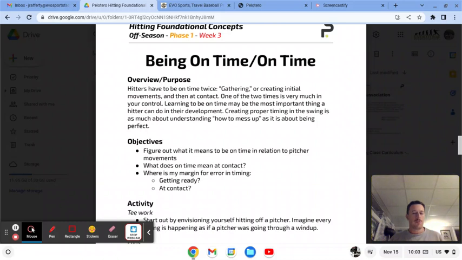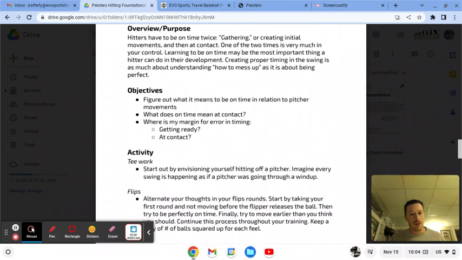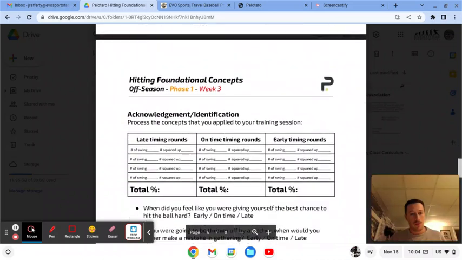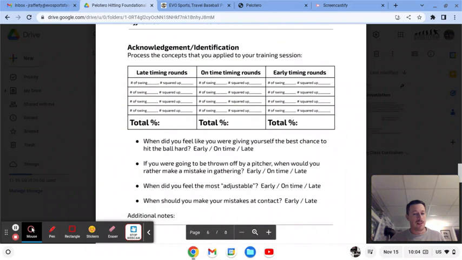Ultimately, explaining it and understanding it is one thing, but really feeling and recognizing what being on time can look like is the most important thing to a hitter. And practicing that is going to help you feel and recognize what good timing can look like. I'm just going to roll back here to the reflection piece at the end. That is just as equally important as last week's, as I feel.